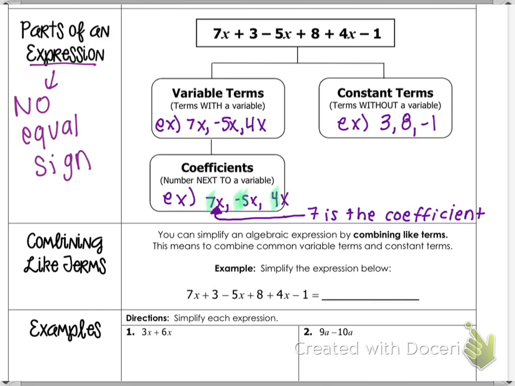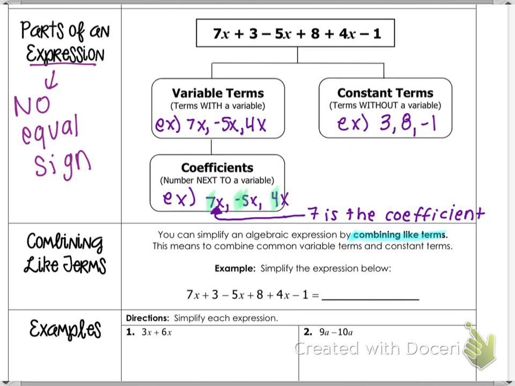So let's look at combining like terms. You can simplify an algebraic expression by combining like terms. This means to combine common variable terms and constant terms. So example, simplify the expression below. So we're going to combine common variable terms and common constant terms, okay?